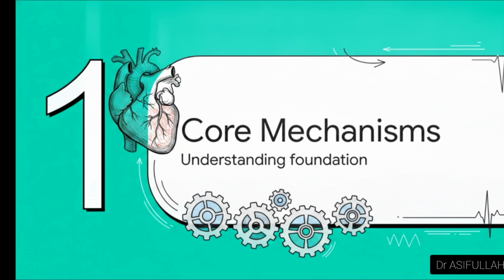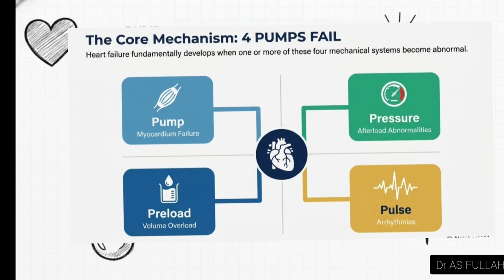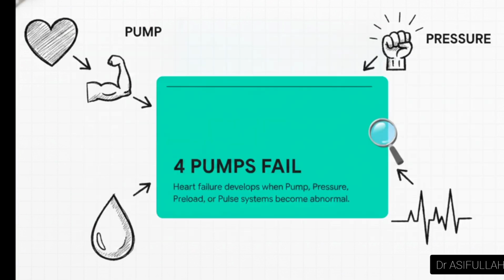All right, Section 1, Core Mechanisms of Failure. Let's understand the foundation. Hearts don't just fail out of nowhere, right? It all comes down to the 4 pumps fail concept. Basically, heart failure develops when one or more of 4 mechanical systems goes haywire. Whether it's the pump itself, meaning the myocardium is failing, the pressure, which points to afterload abnormalities, the preload, meaning you've got volume overload, or the pulse, which represents arrhythmias. These 4 areas are your root mechanical culprits. Catch which one of these is failing, and you are already halfway to your diagnosis.